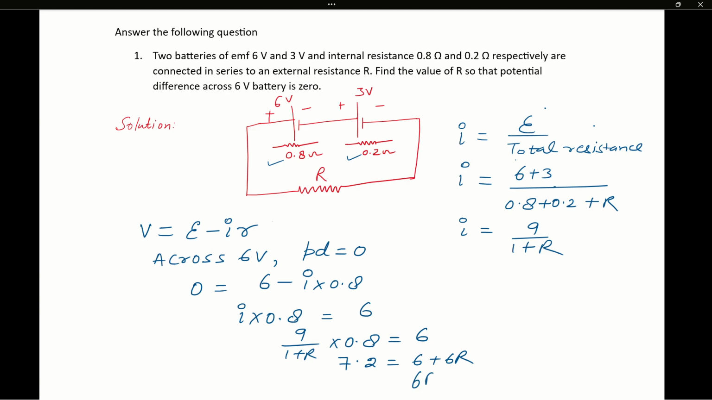Now 6R is equal to 7.2 minus 6, that is 1.2. So capital R is equal to 1.2 divided by 6, and that is 0.2. So 0.2 ohm is the answer.